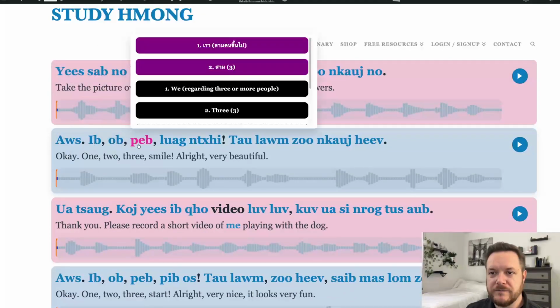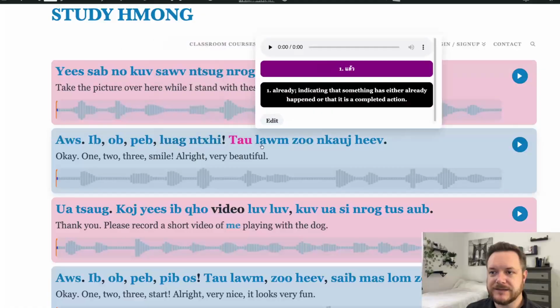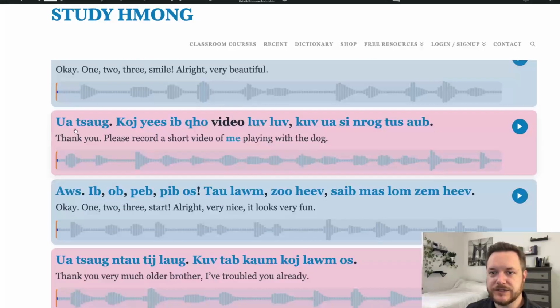E, o, be, 1, 2, 3, luan si, smile. And he says tao la, like I've got it. And la refers to something being completed. So tao la means I've got it. Zhong gao hang, very beautiful. Then she says, 我照 thank you.